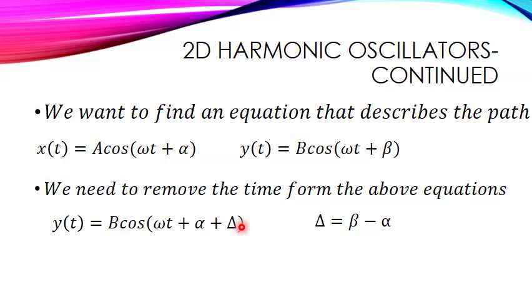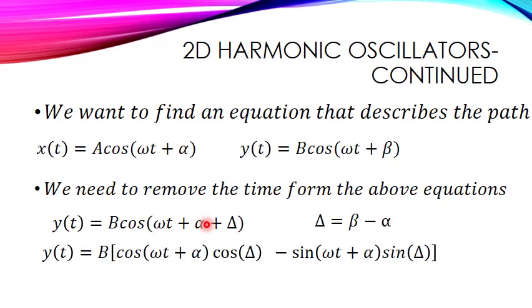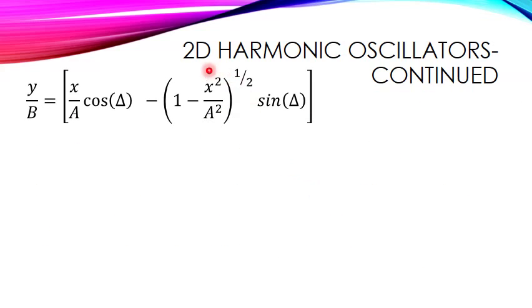So then I can treat this as the cosine of the sum of 2 angles. The angle I want is omega t plus alpha, and then this delta. So if we do that, we can express it this way. And I know what cosine of omega t plus alpha is. That is x divided by A. And then I can do a similar representation of sine here. That would be the square root of 1 minus cosine squared. So I can write it in this representation.